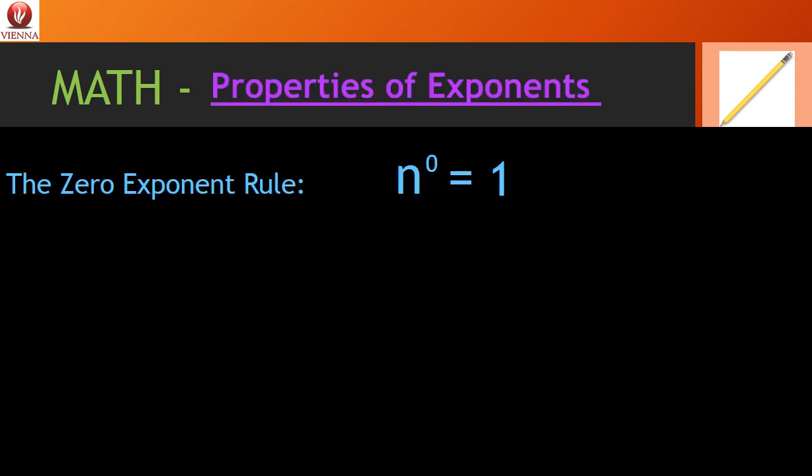The zero exponent rule is kind of an odd duck. You probably won't see this anywhere, but you could come across it on the SAT or the ACT. And it's just any number to the power of 0 equals 1.